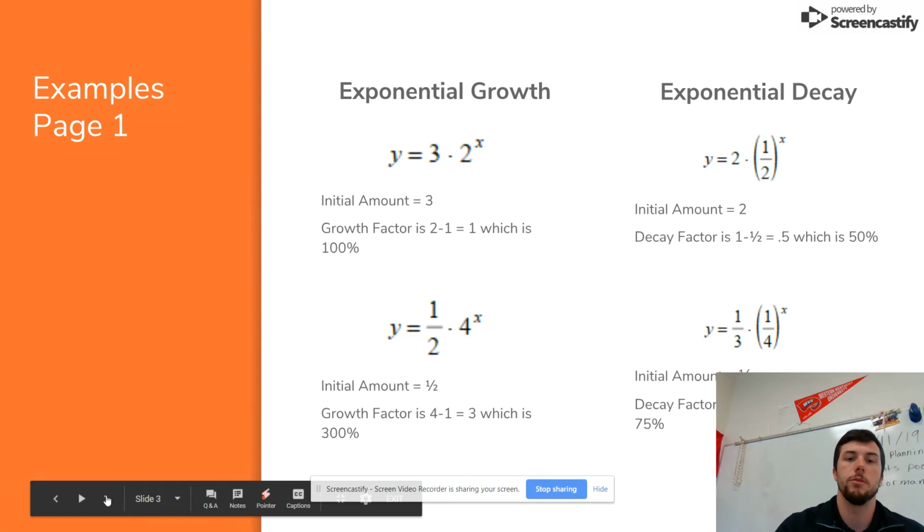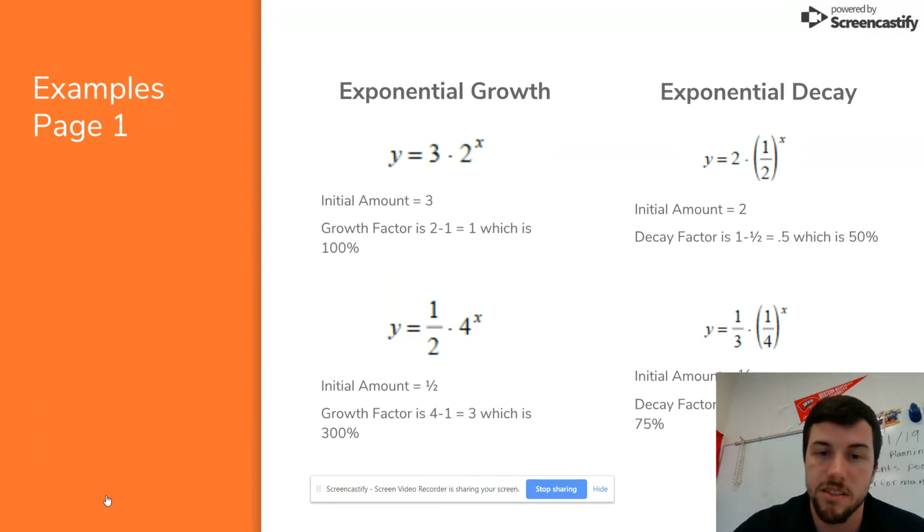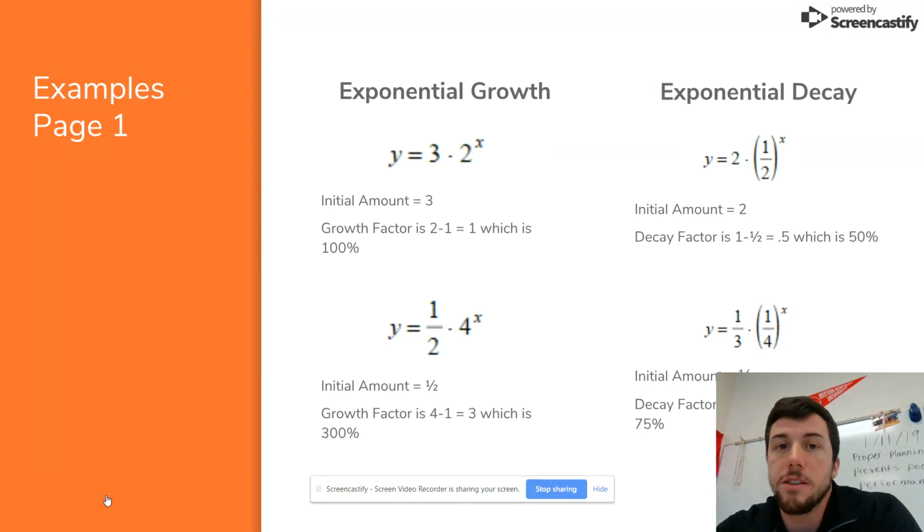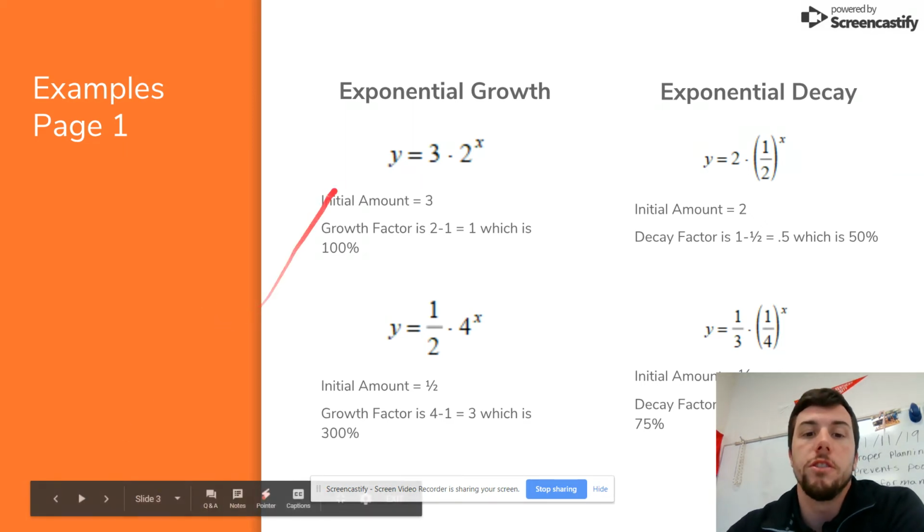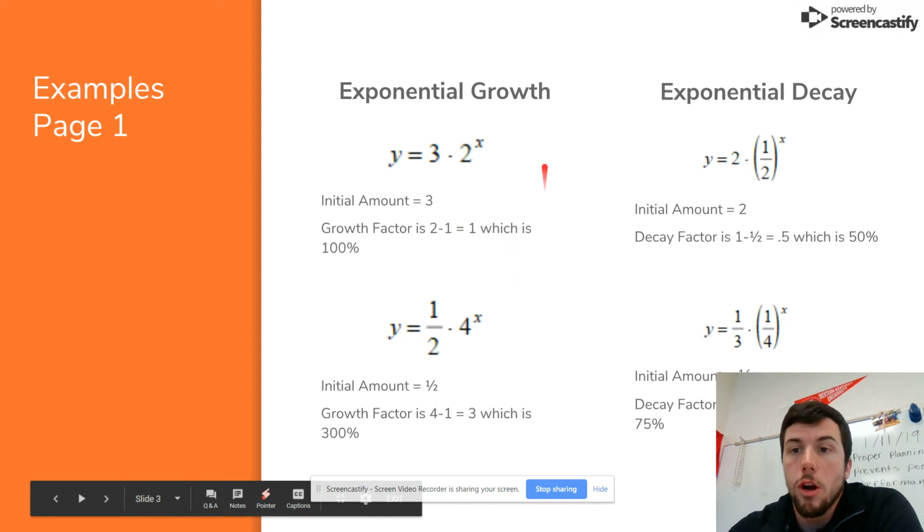I went ahead and made some examples for you guys. So you can copy this, you can pause this video, copy this down if you need to. You can try to copy it down while I'm talking, but I don't plan on continuing much longer. Okay, so the two on the left are both exponential growth. The two on the right are both exponential decay.